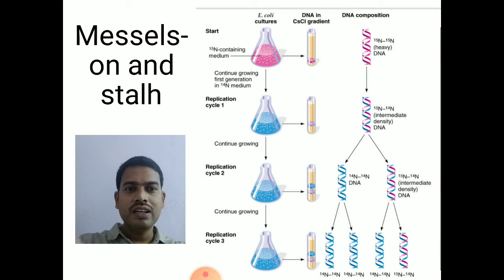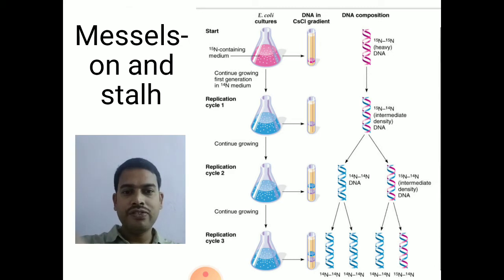After that, they incubated these E. coli cells in N14 containing medium. After a few rounds of replication, they found a single band again, but the band was composed of old and new strand: the N15 containing parent strand and the N14 containing newly synthesized strand. So they got a single band. They continued growing these E. coli cells in the same medium.